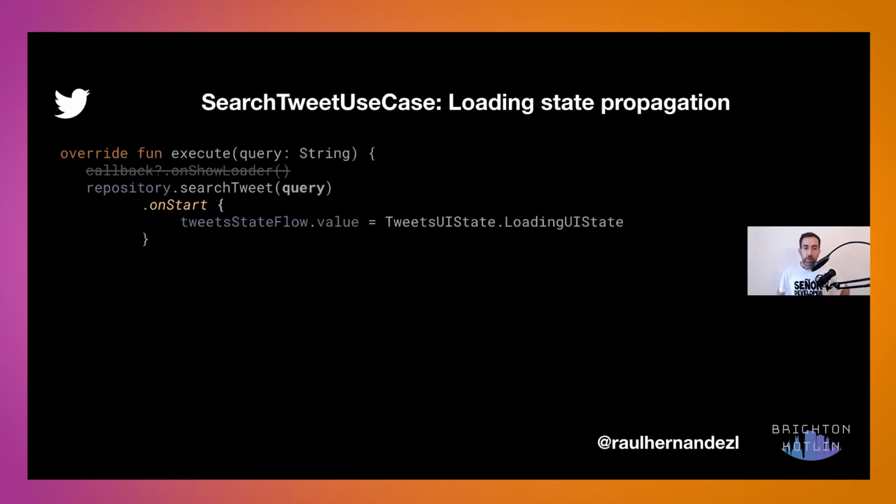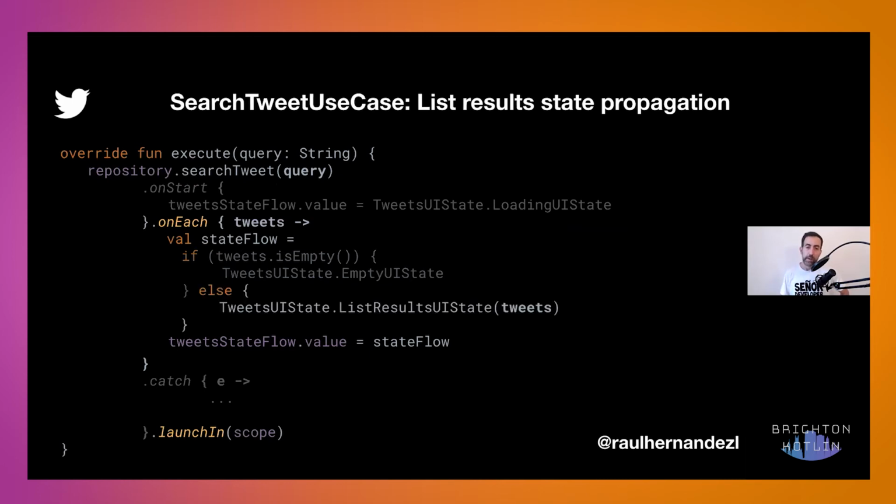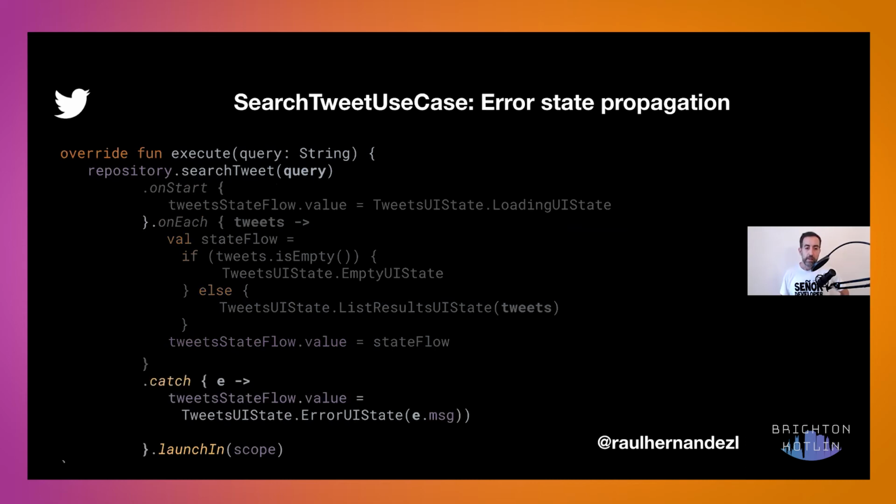Now we're going to start removing the callbacks. So basically the search tweet, we're going to search for the query. And we'll start with the onStart operator from Flow, which is very convenient as well. We're going to pass the state flow by means of the value, the loading UI state. That's going to be the first step that we're going to start every time that the flow starts. And then for any iteration of this flow, we'll check if we have any results. If it's empty, then we'll pass this. And if it's not empty, we'll pass the different tweets. As simple as that. And then the catch will pass the error message and it will be shared across.